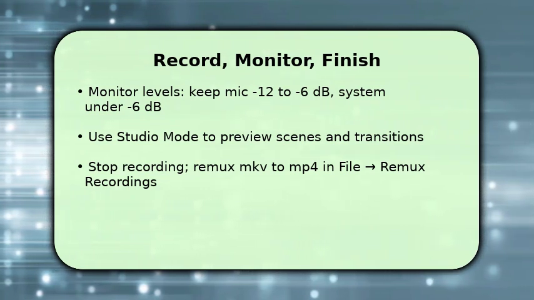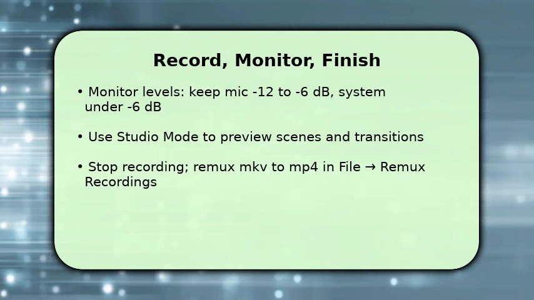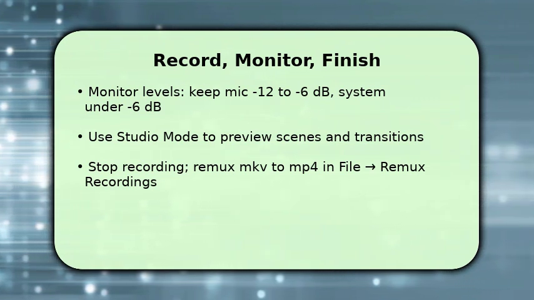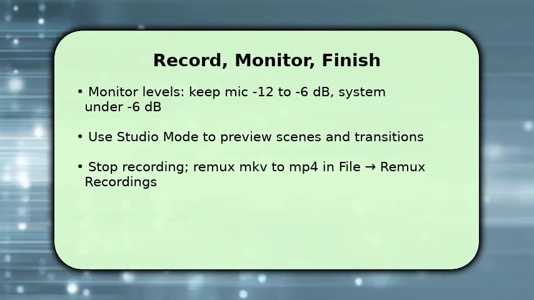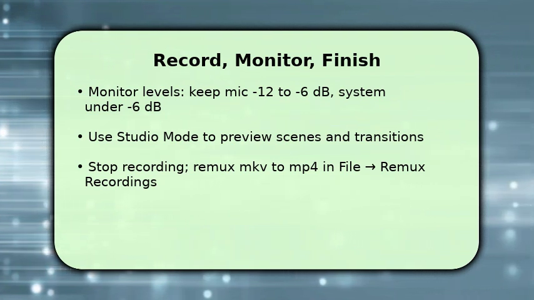Aim for mic peaks between -12 and -6 dB and system audio below -6 dB to avoid clipping. Once recordings are long or multi-scene, use studio mode so you can preview and transition cleanly without interrupting capture.